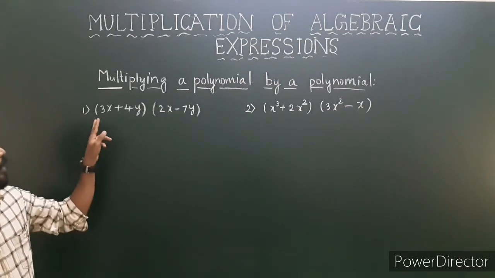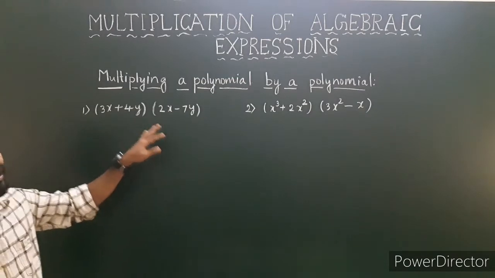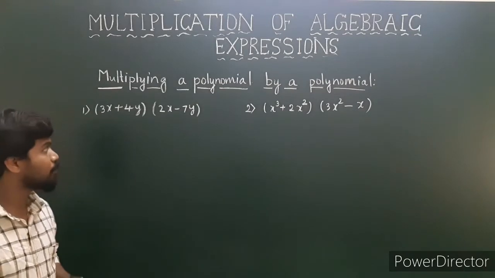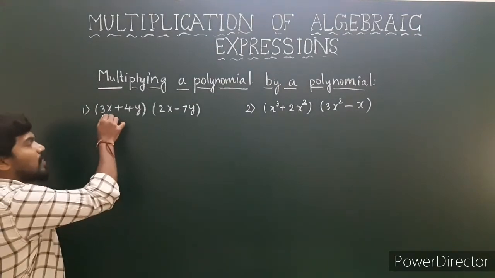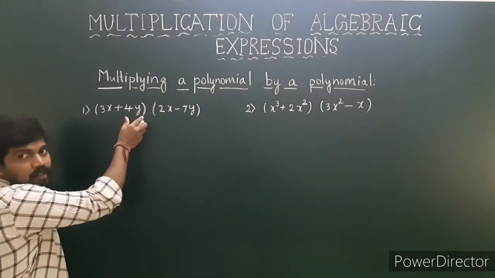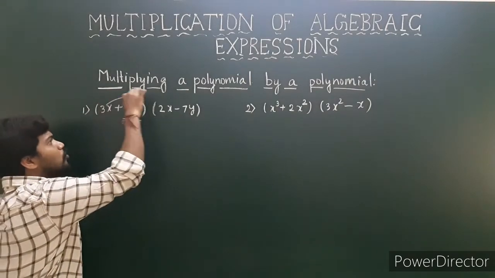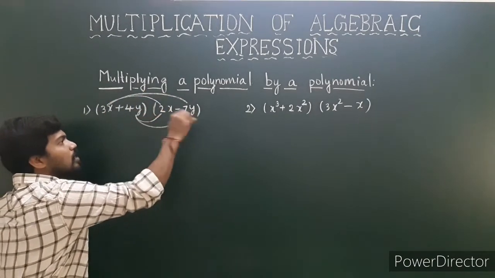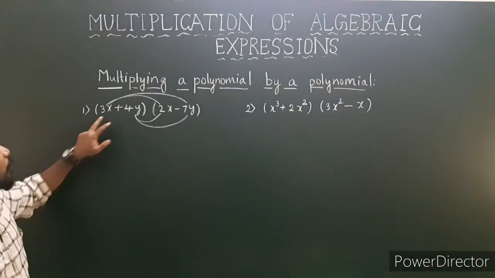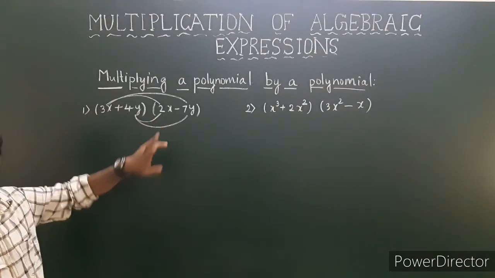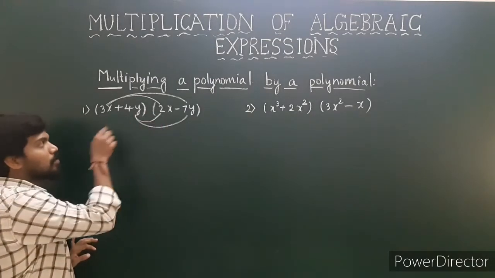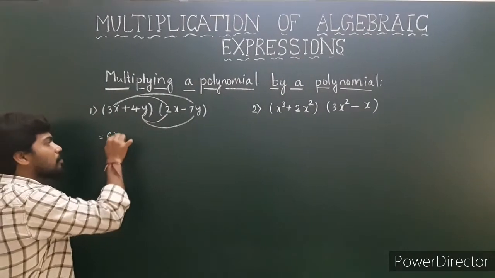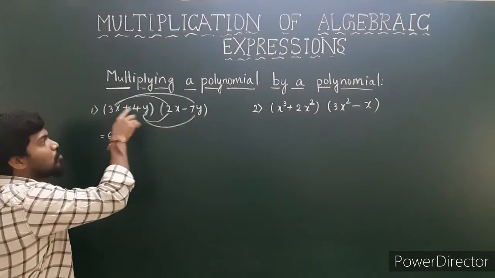The first problem, 3x plus 4y into 2x minus 7y. You see that this is the first term, second term. First to first, first to second, second to first, second to second. So you go through directly. 3 2s are 6, x into x, x square, plus.